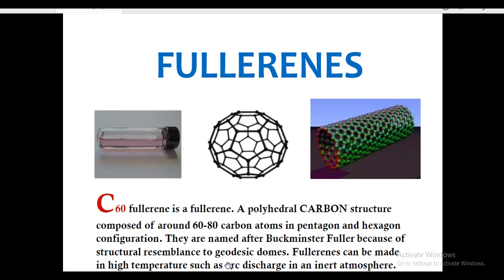Fullerene can be made at high temperatures, such as by arc discharge in an inert atmosphere. I told you in the previous video on carbon nanotubes that Professor Iijima made CNTs by an arc discharge. The same applies to C60 Fullerene: an arc discharge is made at high temperature for the formation of Fullerenes in an inert atmosphere.